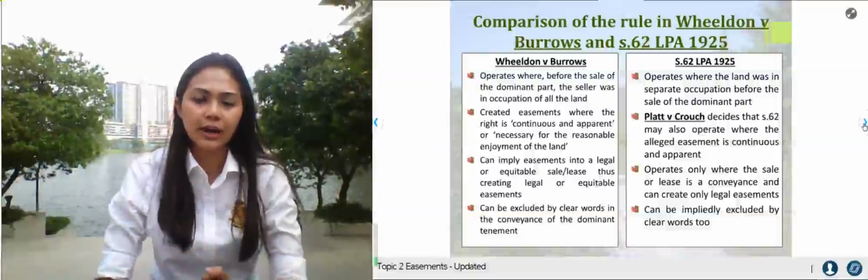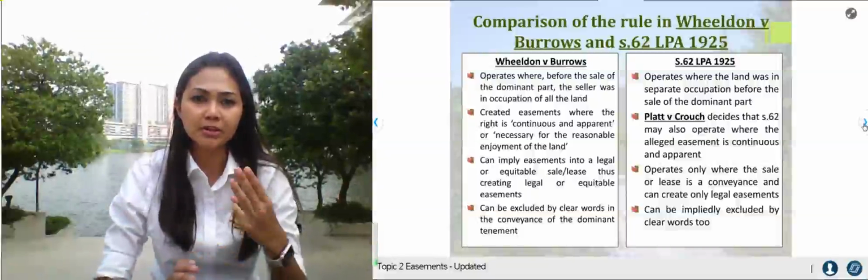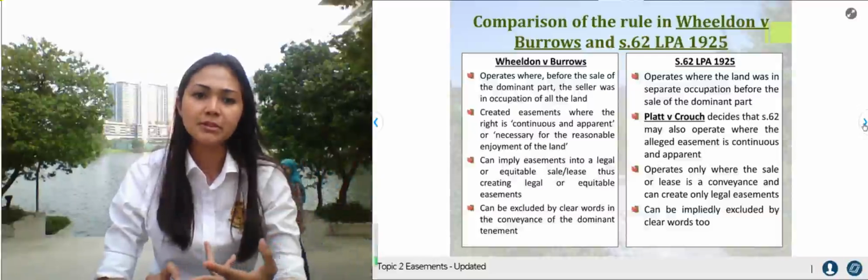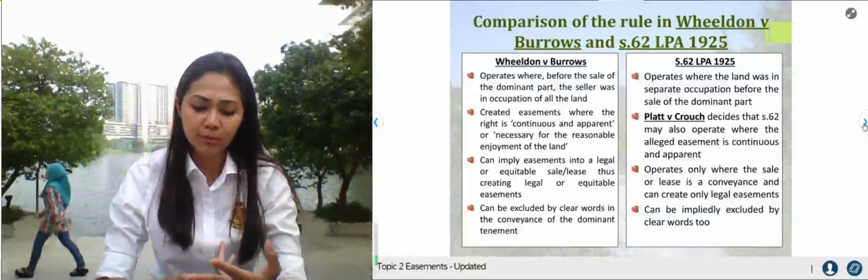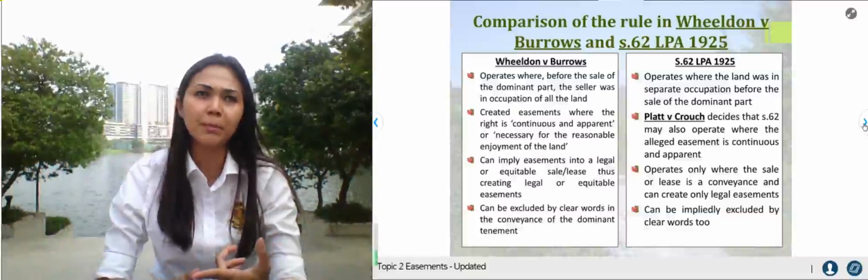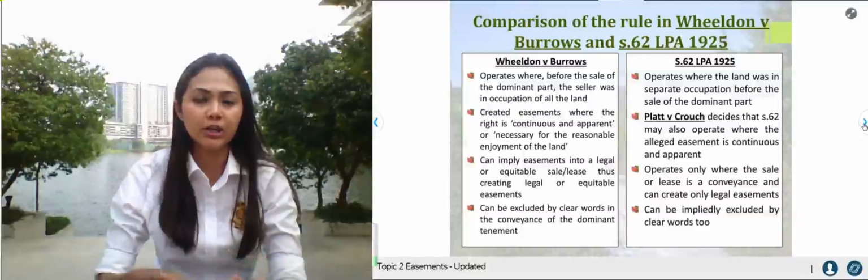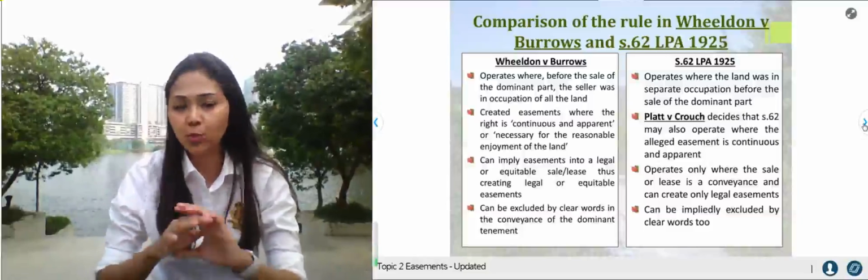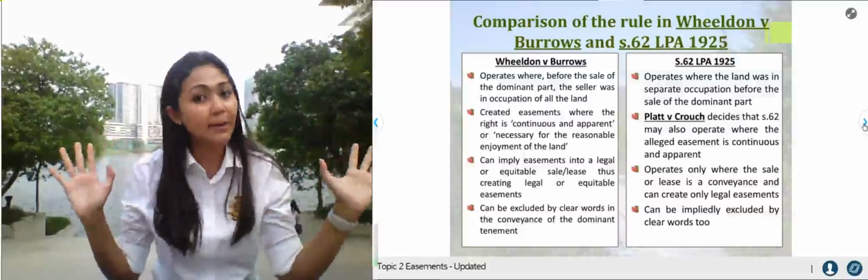So there are other elements as well. For Wheeldon and Burrows, remember the three criteria. You must show proof that it has been used continuously and apparent and reasonably necessary for the enjoyment of the land, and it must have been used by the owner previously before the conveyance of land. Whereas under section 62, remember it's a wide saving provision, anything can happen.